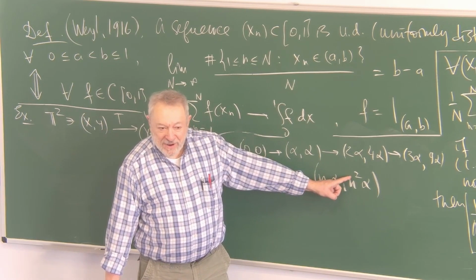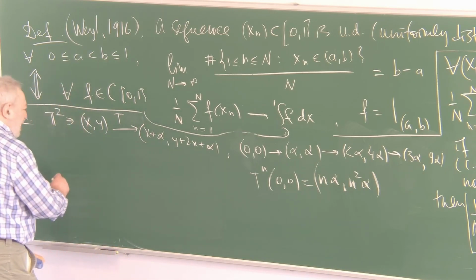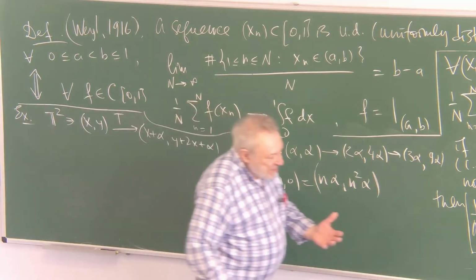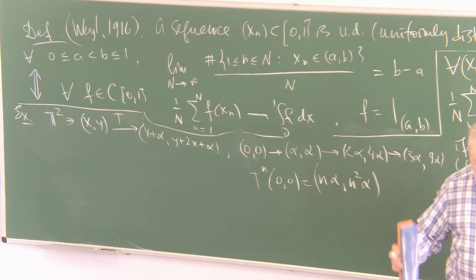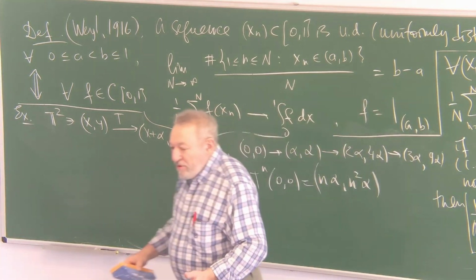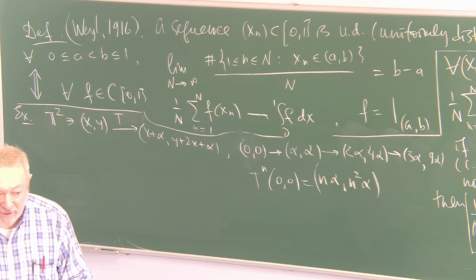You see this n square alpha, and that's what we are interested in. So I will take now a function. Remember, I can choose any point. So for my system, I will take the point 0, 0 and take its orbit. If you want, I can take only a function depending on the second coordinate. But we already got more, by the way.